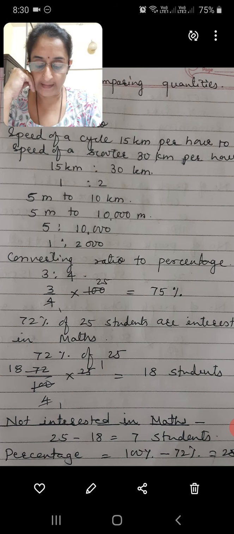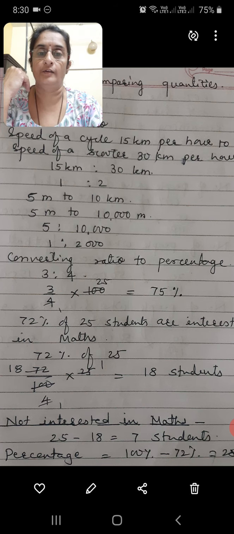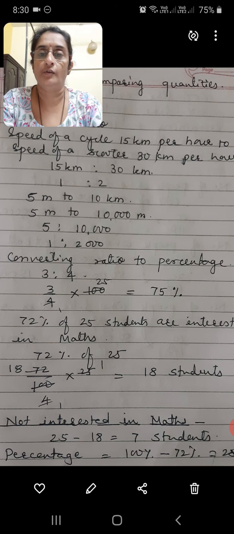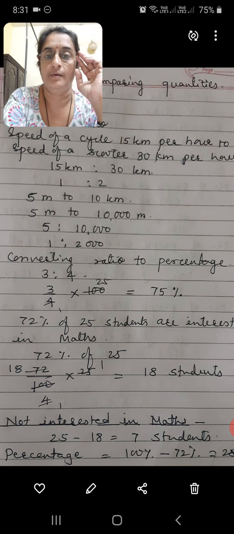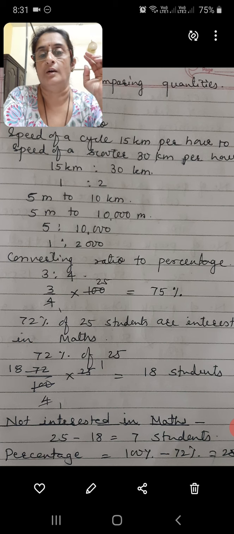One more thing, the second one, 5 meters to 10 kilometers, we have to find out the ratio. So one is in meter, the other is in kilometer, so we can't compare them. So you have to make either meters to kilometers or kilometers to meters. It is easy to convert kilometer to meter. So 10 kilometer is 10,000 meters. So 5 meter is to 10,000 meter is the ratio. When you make it in smallest form, that will be 5:2,000.